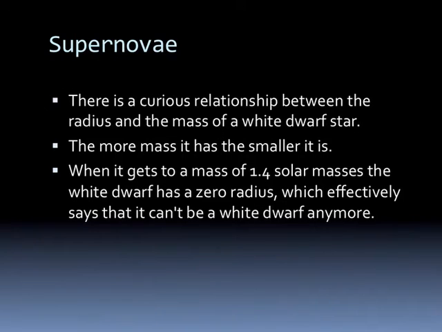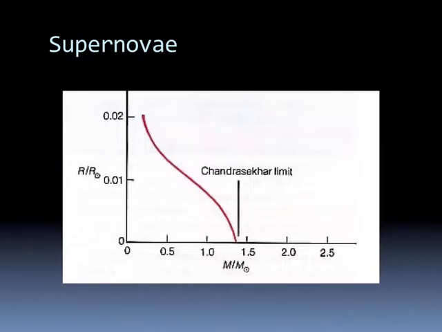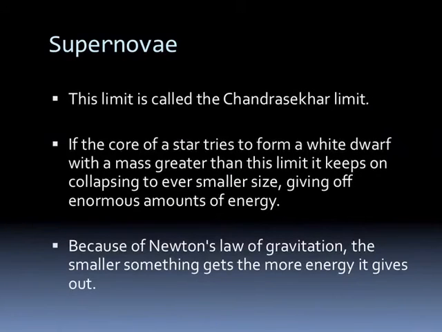There's a curious relationship between the radius and the mass of a white dwarf star. The more mass it has, the smaller it is. When it gets to a mass of 1.4 solar masses, the white dwarf has 0 radius, which effectively says it can't be a white dwarf anymore. If I were to plot this, this is the radius over the radius of the Sun, and as we look at its mass, when we get down to 1.4, the radius goes to 0. That limit is called the Chandrasekhar limit.